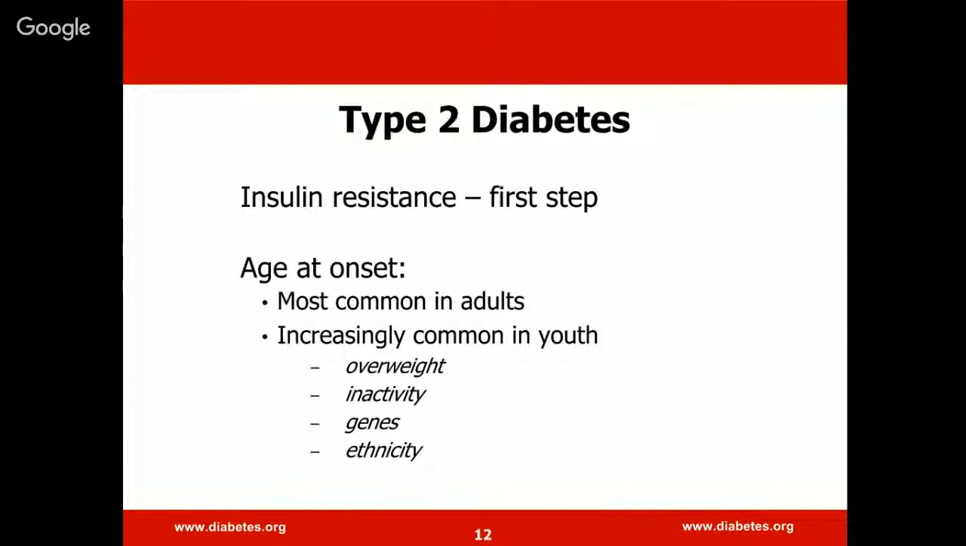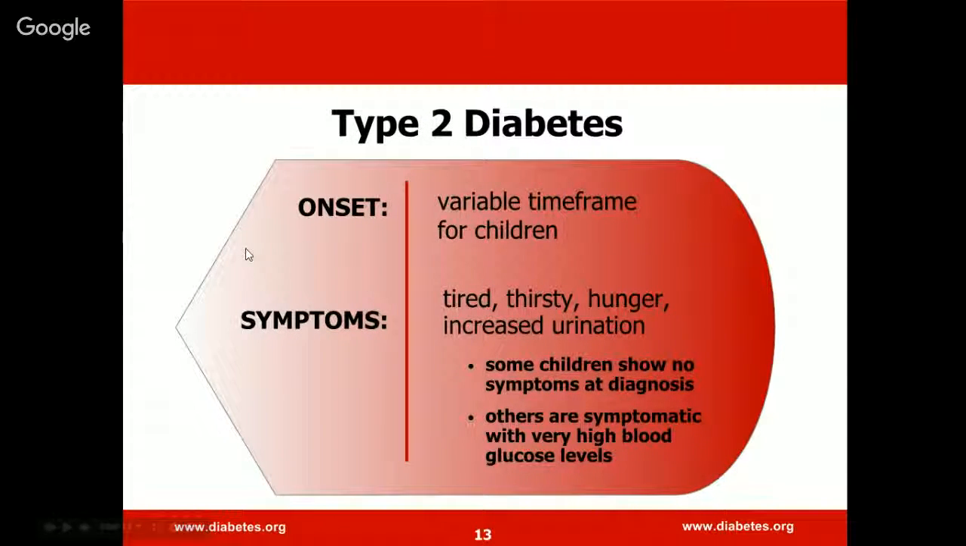When we talk about type 2 diabetes, we're talking about the first step of what happens with diabetes, where your body becomes insulin resistant. The age of onset for type 2 diabetes is most common in adults, but it's increasingly common in youth due to people being overweight, being inactive, or genetics, or also the race of the person. The age of onset is variable, and that includes children. Some of the symptoms include being tired, thirsty, hungry, increased urination. Some children show no symptoms at diagnosis. Others are symptomatic with very high blood glucose levels.